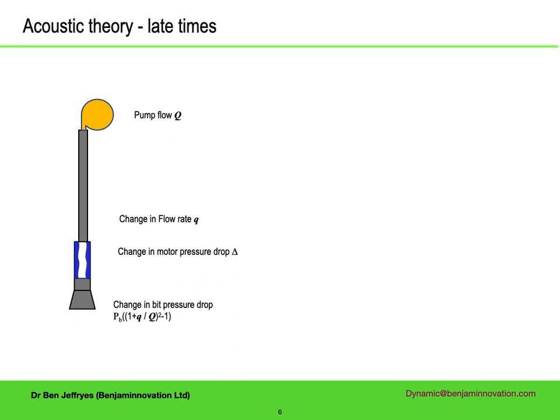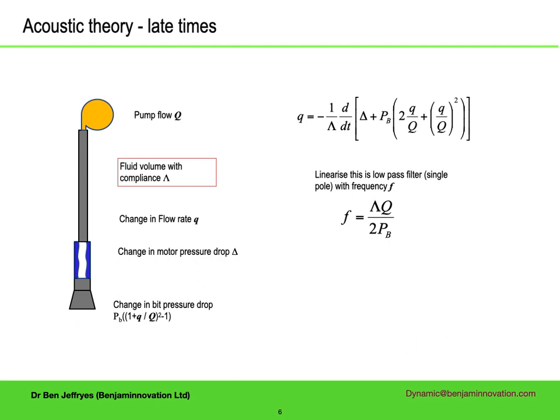In the last presentation, we looked at how acoustic sources near the bit behave at late times. And a drilling motor with changing load, i.e. changing torque, acts as an acoustic source. At late times, the effect of the fluid above the motor can be approximated as a lumped compliance. We saw how the changes in pressure drop across the motor lead to changes in downhole flow rate, which reduce the bit pressure drop. The effect of this is that at late times, the whole system looks like a low-pass filter. But what happens at early times?